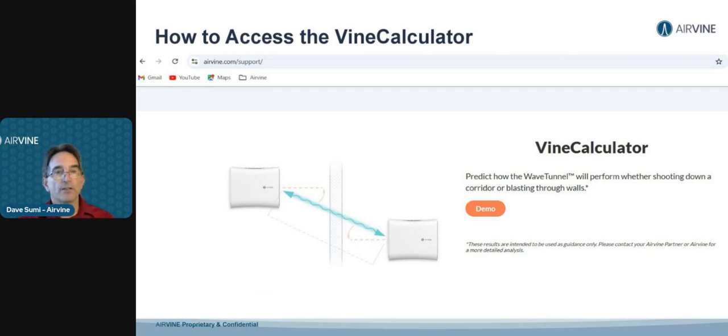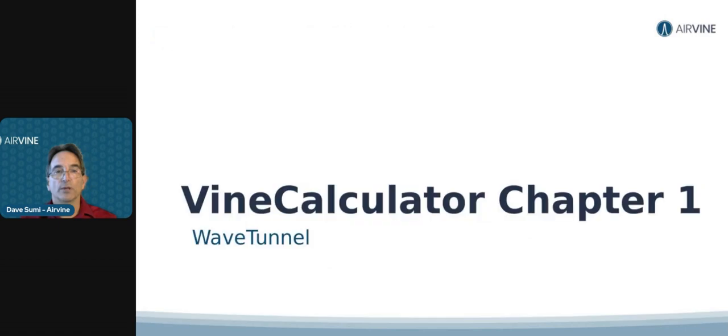The VineCalculator is available on our website. If you go to airvine.com, click on the support tab and scroll down to the bottom, you'll see the VineCalculator. Click on the demo button and then we'll be able to go forward. It'll give you a choice of which product you want to use the VineCalculator for, the WaveTunnel or the wave core. From there, you can use this tool to get an idea of whether or not the deployment you're planning is going to work.